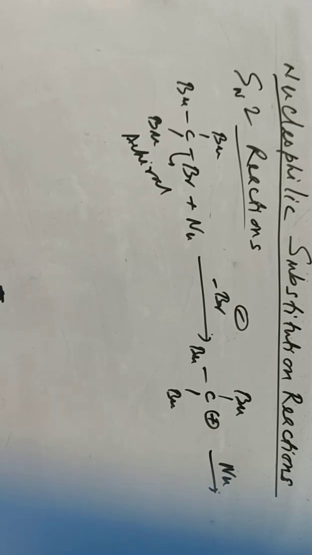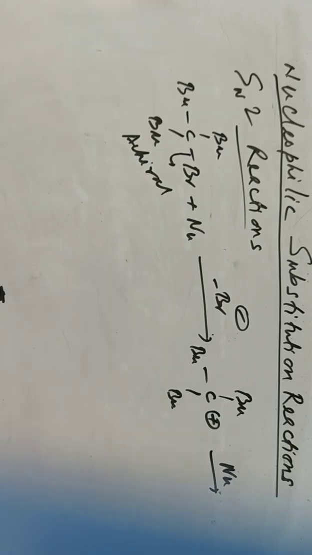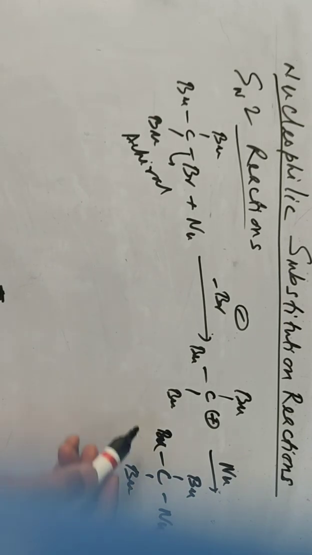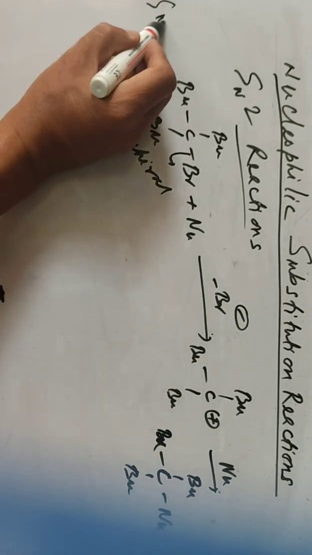Product. Let me write down here. The nucleophile attacks here: Br, then carbon, butyl, and the substituents are here, with the nucleophile. So this reaction takes place through SN1 reactions. This is the SN1 reaction we discussed in the last class.